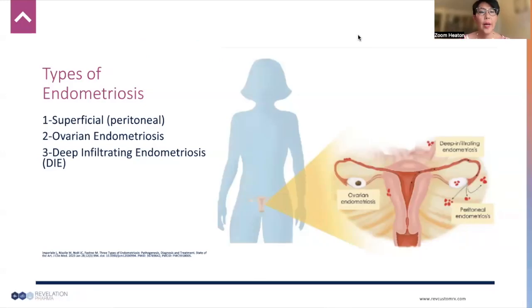So there are three types of endometriosis. You have the superficial peritoneal endometriosis, ovarian, and deep infiltrating endometriosis. The first one, the superficial peritoneal endometriosis, is the least severe, and that's where the endometrial tissue adjoins to the thin membranes which line the pelvis, peritoneum, and the abdomen.